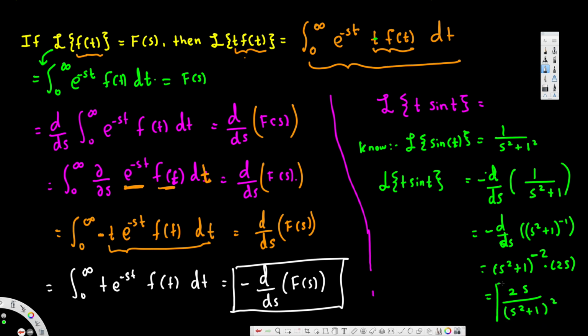So whenever you have any function multiplied by t, if you can find the Laplace transform of the function that multiplies t, then you just have to take the negative derivative, and that's going to be the transform of t multiplied by that function. That's how we do that.